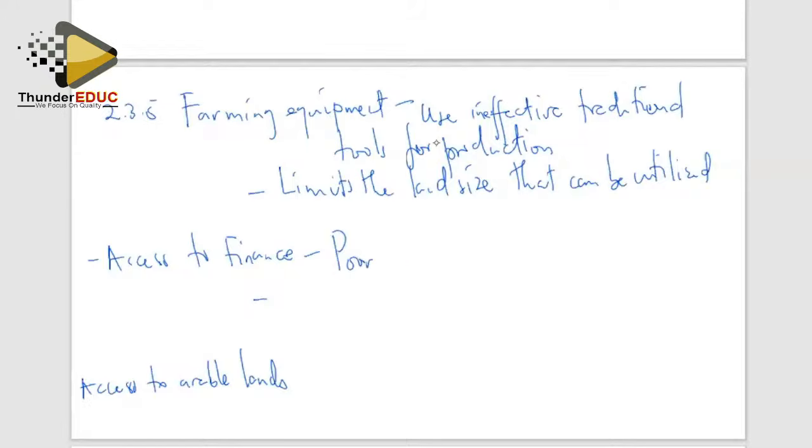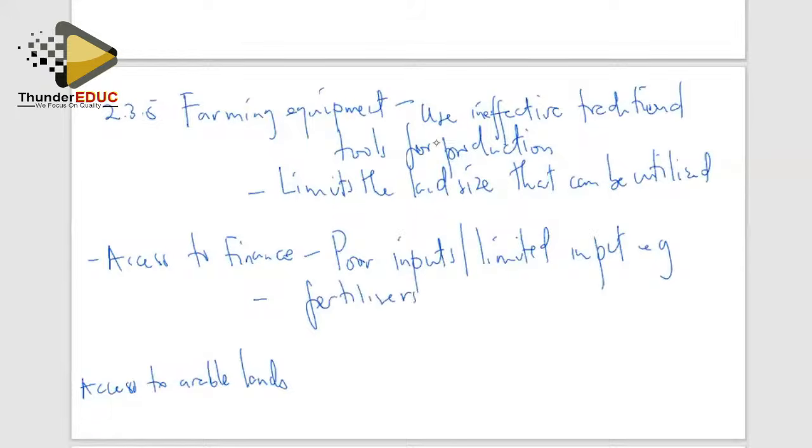It means farmers are going to have poor inputs or limited inputs, e.g., fertilizers or seed. If we don't have finance, it means we are limited in our capacity to purchase the relevant equipment and the relevant inputs that are needed in the production process. And hence, it also gives a challenge to productivity for the small-scale farmer. They cannot access finance to buy inputs, to buy pesticides, for example, seed. So at the end, their production is limited because of limited access to finance.